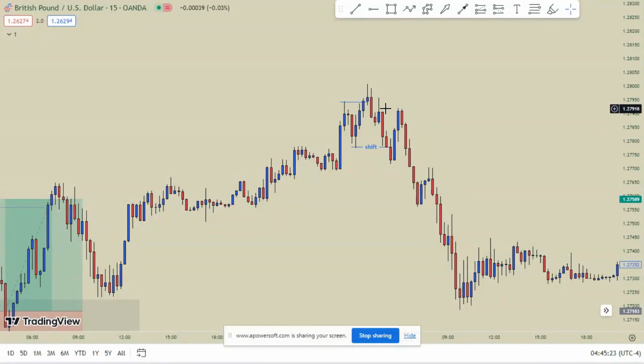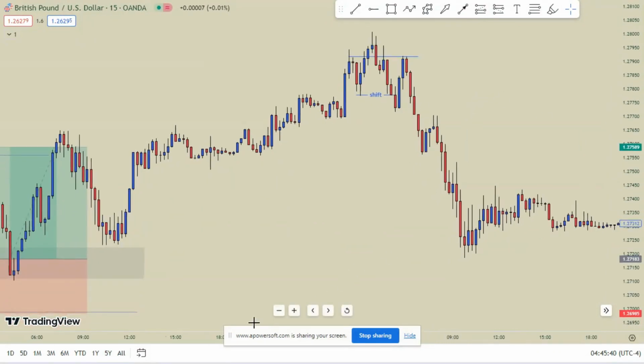So now if I move a little bit lower, we are to consider that this is our market structure shift, and now here is our entry point.